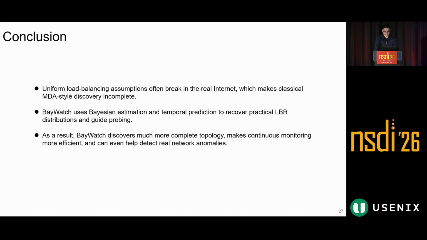So let me end with 3 takeaways. First, uniform load balancing is not a reliable assumption in the real internet, so classical MDA-style methods are often incomplete. Second, BayWatch uses Bayesian estimation and temporal prediction to recover the practical forwarding distribution. Third, this gives us both a more complete topology and more efficient monitoring, and it even enables anomaly detection. So the main message of this work is that BayWatch turns internet topology discovery into practical continuous monitoring.